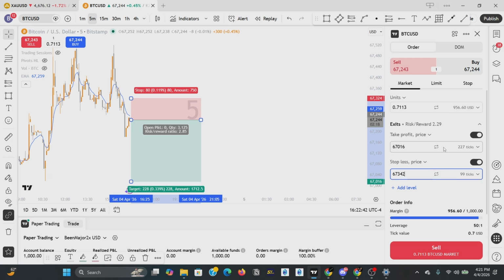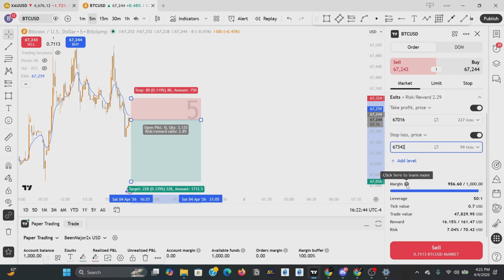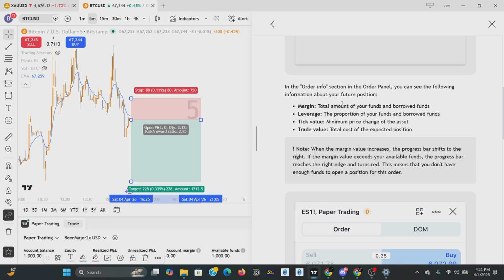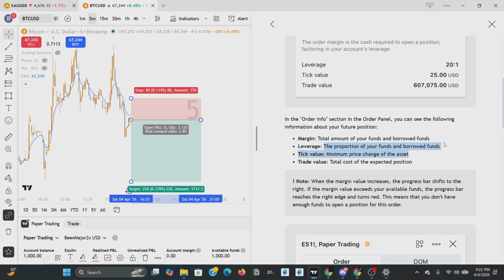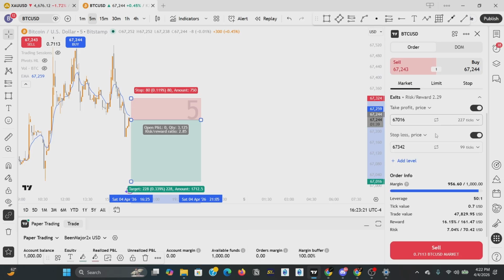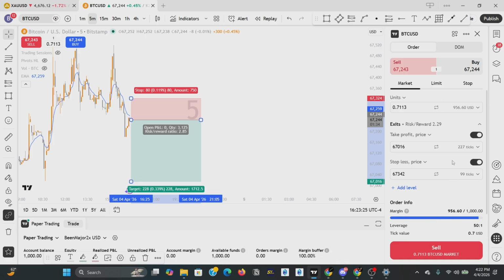Now we're just gonna go over margin. Oh, here's something very good. A margin is the total amount of your funds. The total amount of your funds and borrowed funds. Leverage is the proportion of your funds and borrowed funds. So that's the proportion. Now I'm gonna place this trade. My margin that I'm risking is $956.